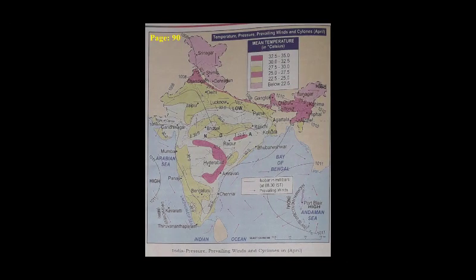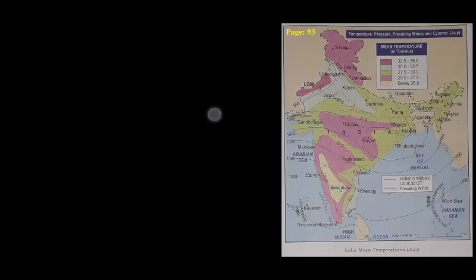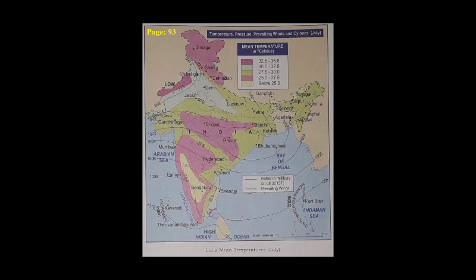On page number 90, you will get a map showing the mean temperature of the month of April. So April is part of the hot summer season. Here you can see which places have how much mean temperature, right? Which area is hotter, which area is cooler, right? Then there are three more maps. On page number 93, you have a map showing the temperatures of July, right? So we can easily identify the variation in temperature.